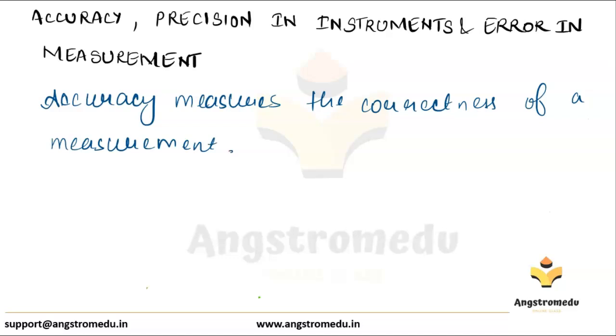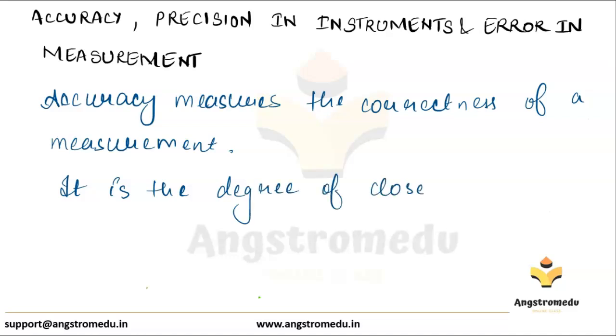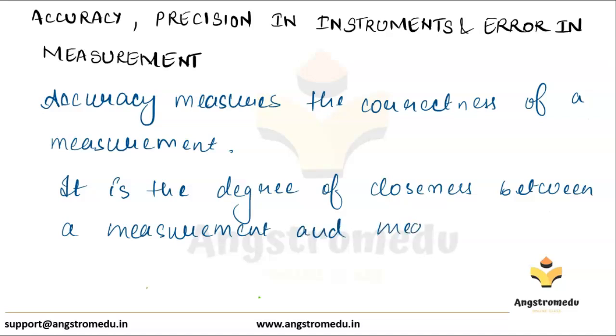Correctness of a measurement means accuracy is the degree of closeness between a measurement and the measurement's true value.